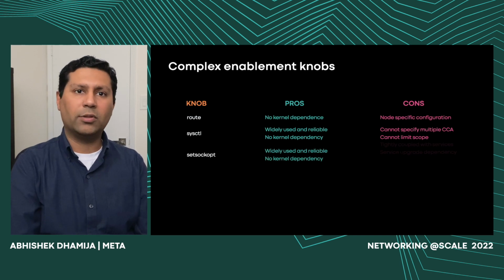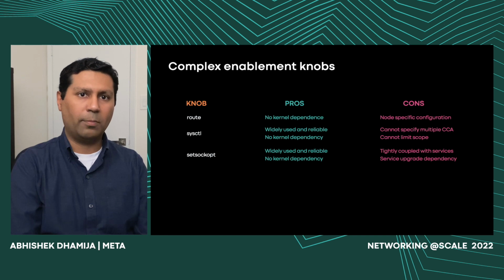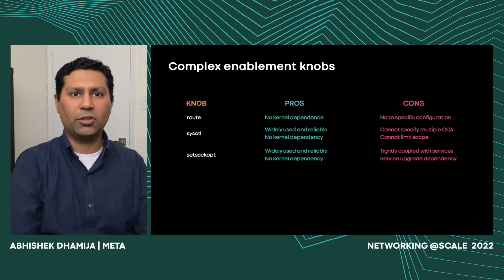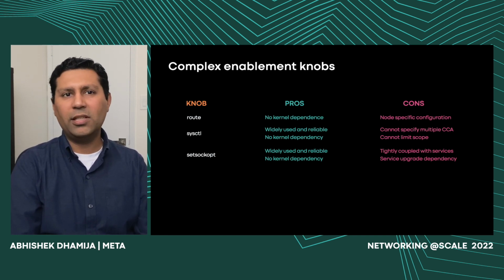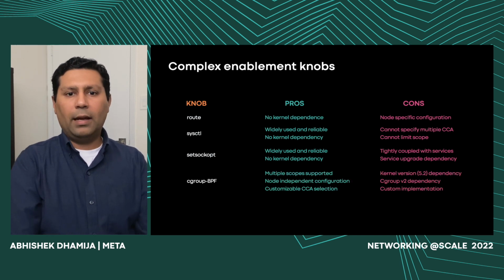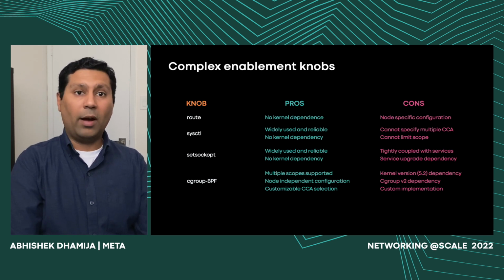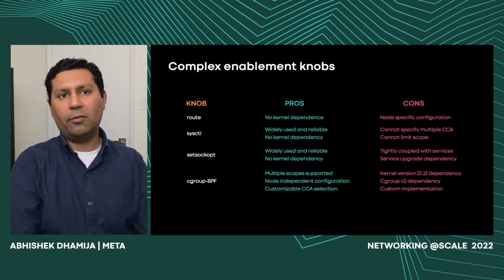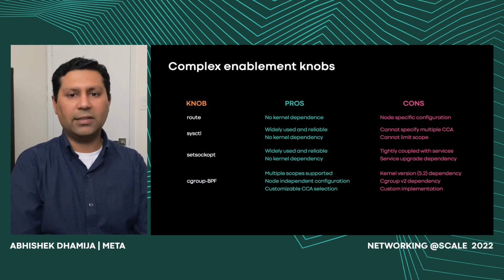Yet another way was using setsockopt, but it would mean that every service will have to use setsockopt and perform the implementation on their own, as well as for any changes, it would require that all the services would have to make that change. Another approach was using cgroup BPF, which allows us to create a custom selection BPF program. It requires some dependencies to be met, which are for the minimum kernel version and cgroup v2.